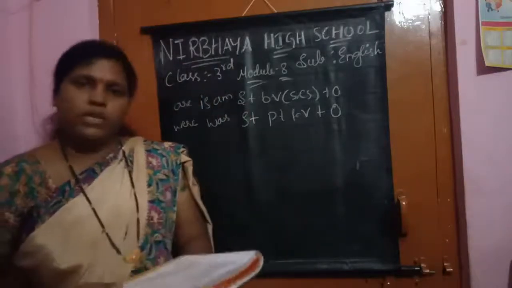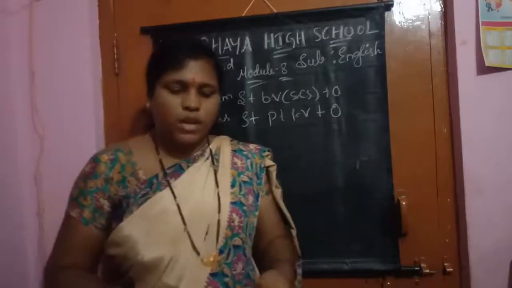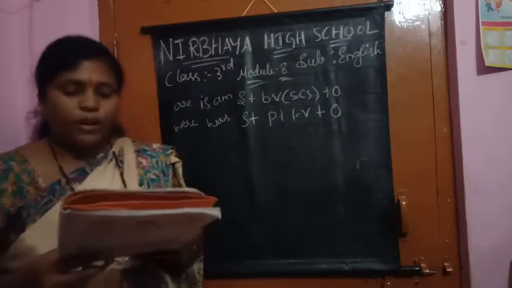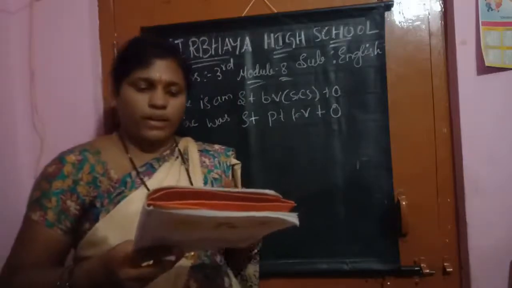Give, gave. These are the irregular verbs. Yes, children, till here we have completed. Yes, children, 3.1 I said to write. Okay, we will write it afterwards.